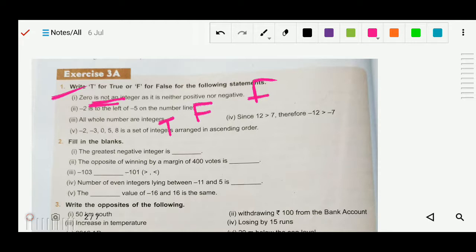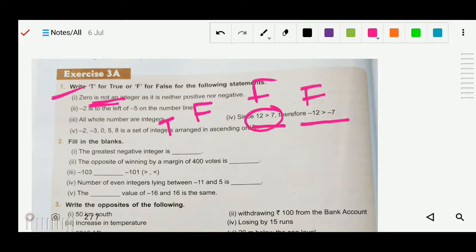Okay. Next: since 12 is greater than 7, therefore minus 12 is greater than minus 7. Is it true or false? It is false.